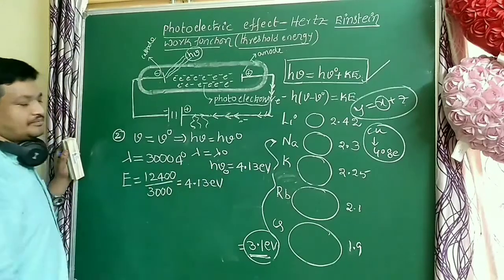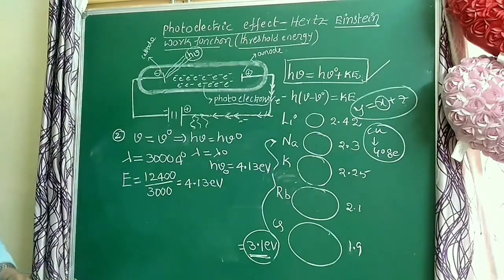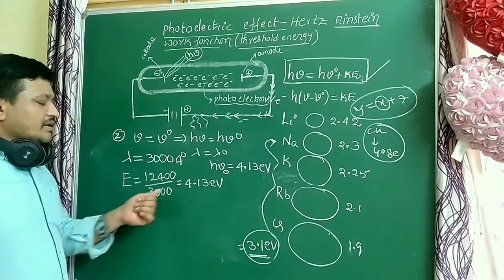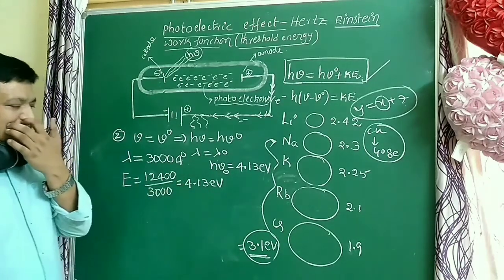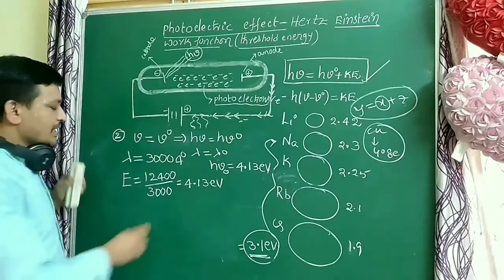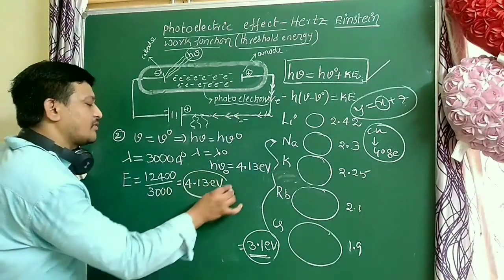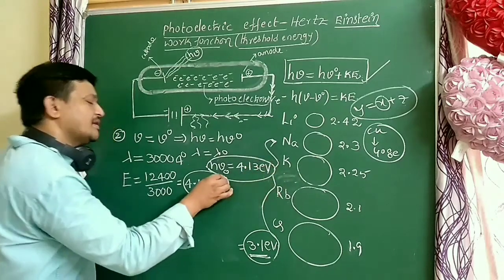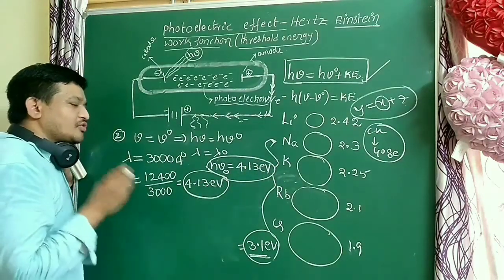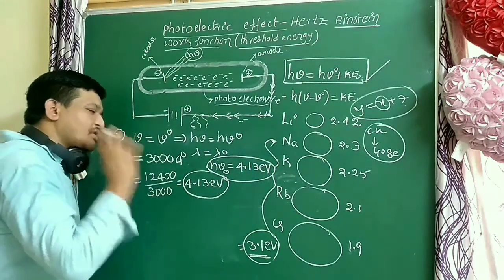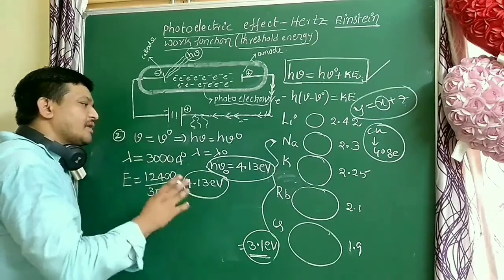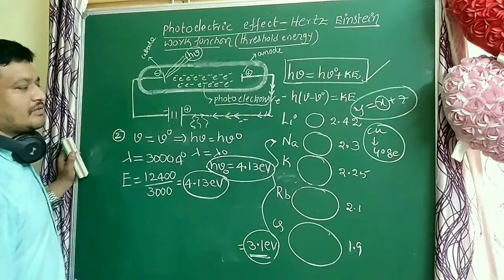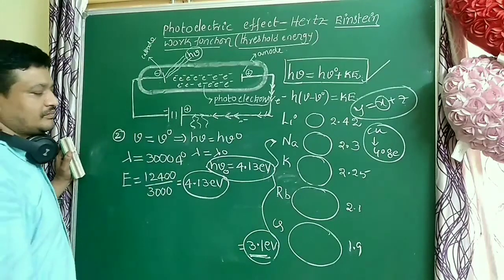Simplify that. So 12.4 by 3 equals approximately 4.13. So here light energy is exactly equal to threshold energy. That energy is used to remove the electron. There is no kinetic energy. At that time electrons can't move. That is very, very important, students.